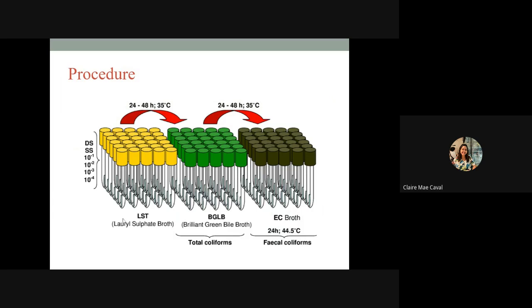So, this is the summary of the procedure. Don't get confused: from lauryl sulfate broth, this is the presumptive test. You confirm it to brilliant green lactose broth for total coliforms and EC broth for fecal coliforms. So, don't forget the temperature requirements. For LSB, 35 degrees Celsius for 24 to 48 hours because there may be an extension. For BGLB, 24 to 48 hours still at 35 degrees Celsius. For EC broth, 44.5 degrees Celsius and 24 hours only. Okay?